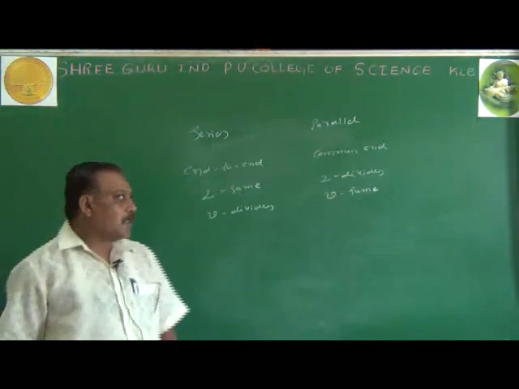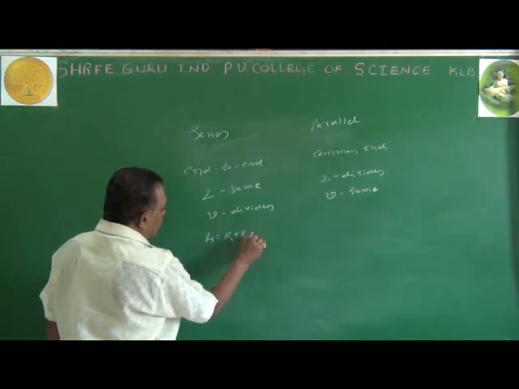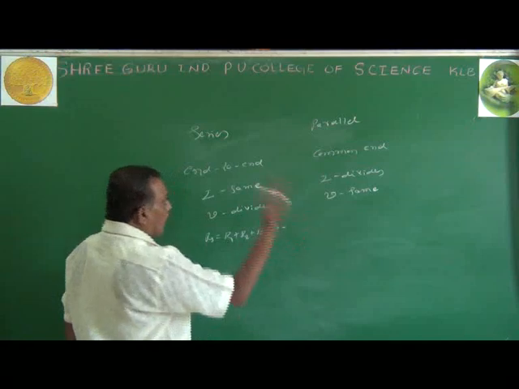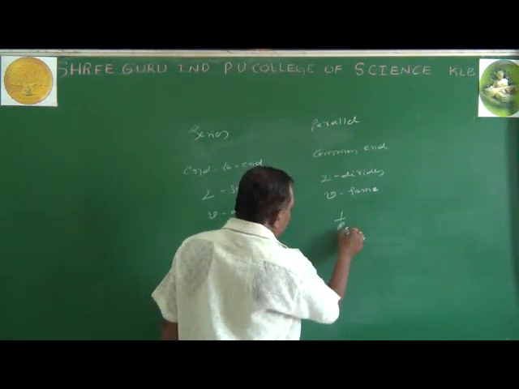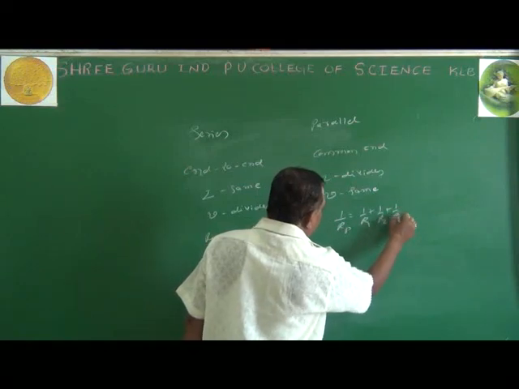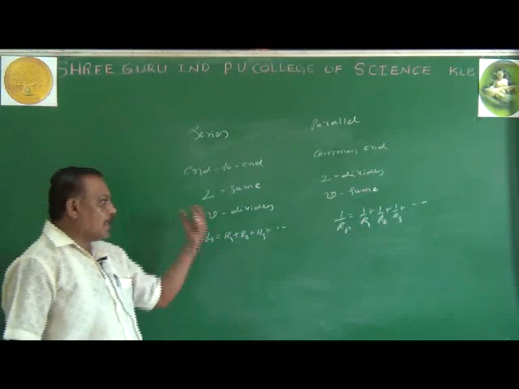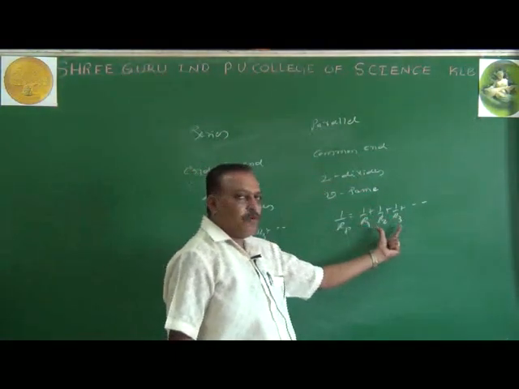So in series, the resistances get added. So R equals R1 plus R2 plus R3 plus so on. In parallel, the resistors get reciprocal: 1 by R1 plus 1 by R2 plus 1 by R3 plus so on. If you need more resistance, go for series. If you need less resistance, go for parallel.